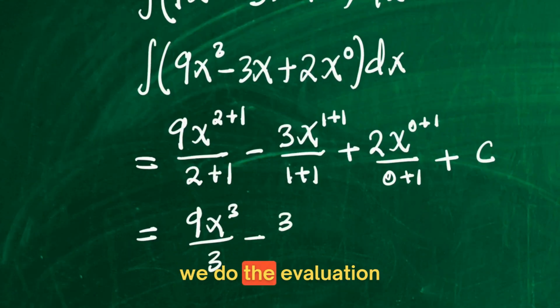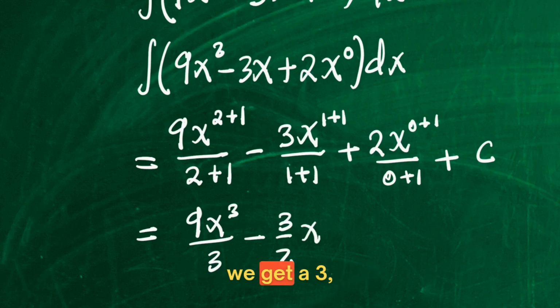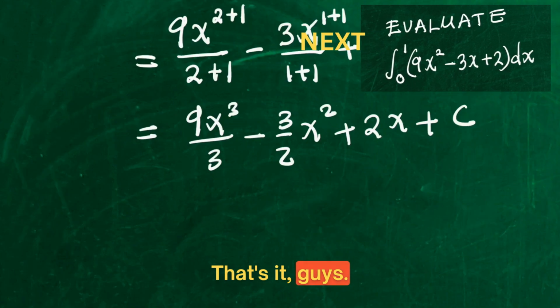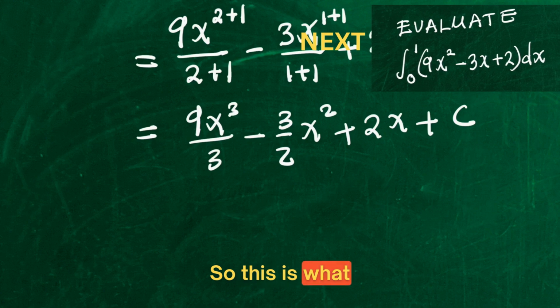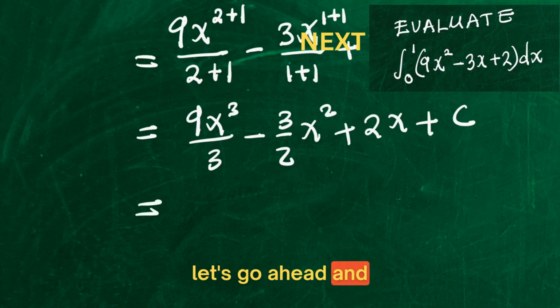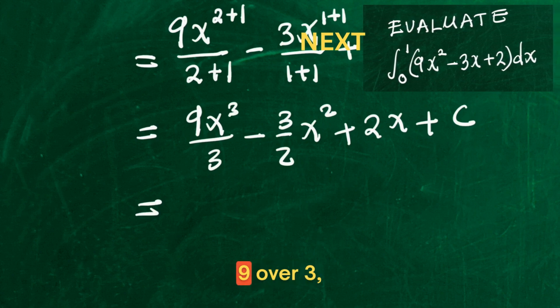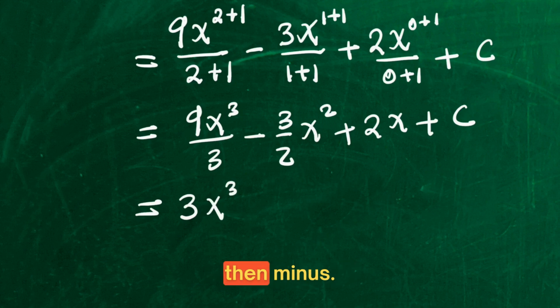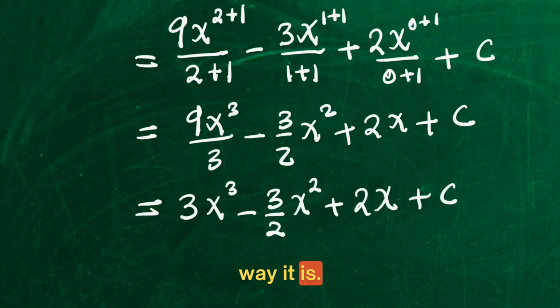So when we do the evaluation in the denominators, we get a 3, a 2, and a 1, right? So that's just 2x then plus a c. That's it, guys. Very simple. So this is what we get, right? So let's go ahead and simplify 9 over 3, which is just 3x to the power 3, then minus, I leave the 3 over 2 the way it is. So that is how we do integration, guys.